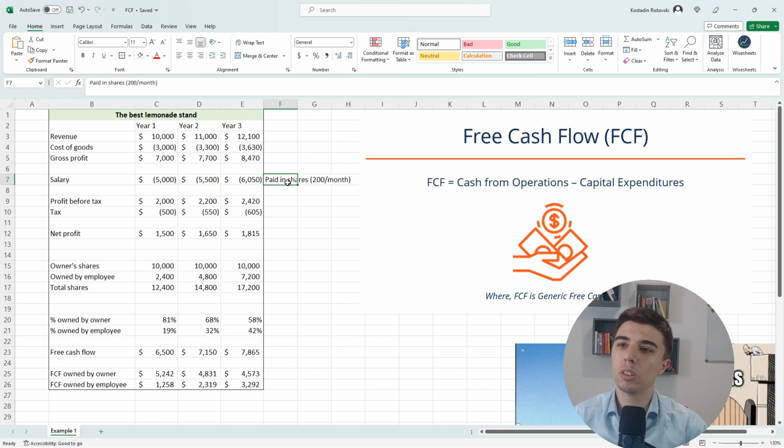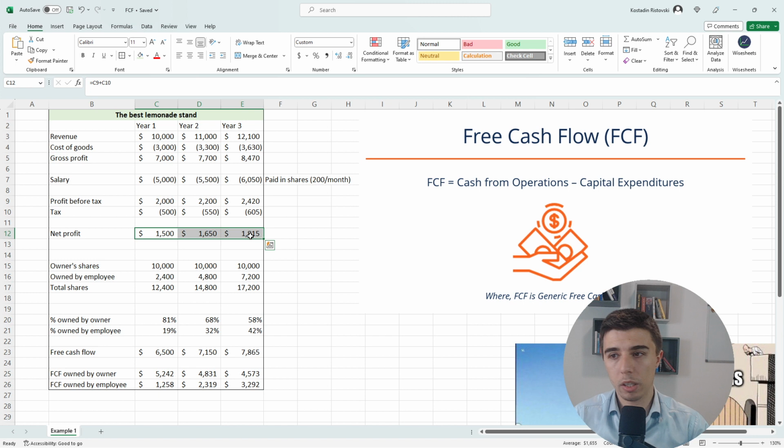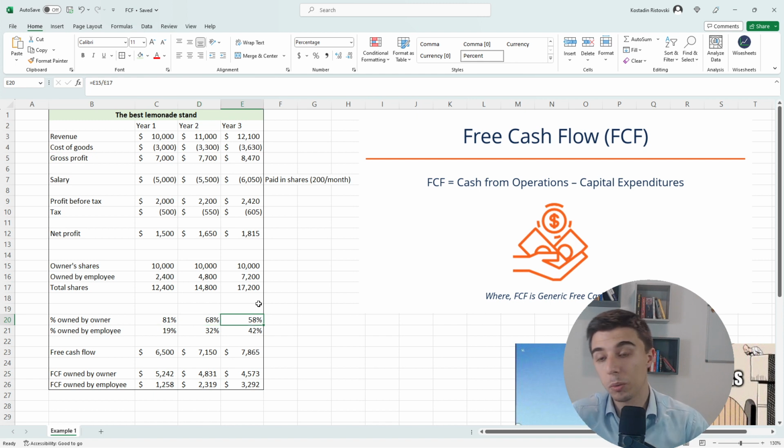That is the payment, but accounting wise, it's an expense, so I have to have it here. And the business is doing better every single year. Now, of course, my ownership changes over time, right? I start with 100%. At the end of year one, I have 81%, and then 68, and then 58. Well, that was my decision, right?